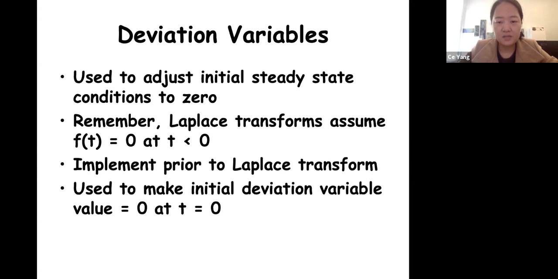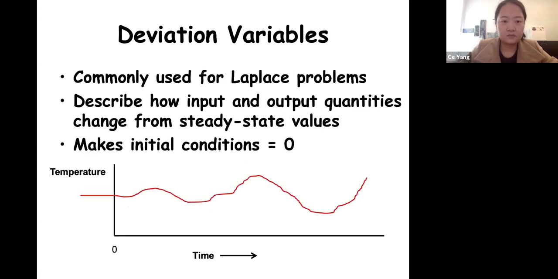Then we implement the deviation variables prior to the Laplace transform so that we can do the transform successfully. The deviation variables are commonly used for Laplace problems, and they describe how input and output quantities change from the steady state values, and it makes the initial conditions 0.